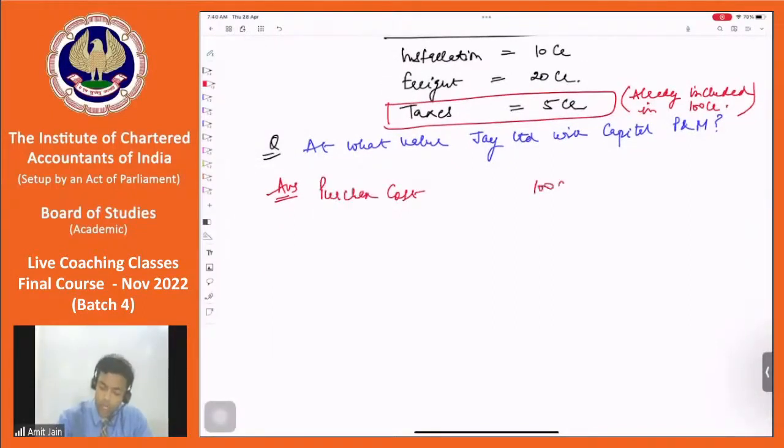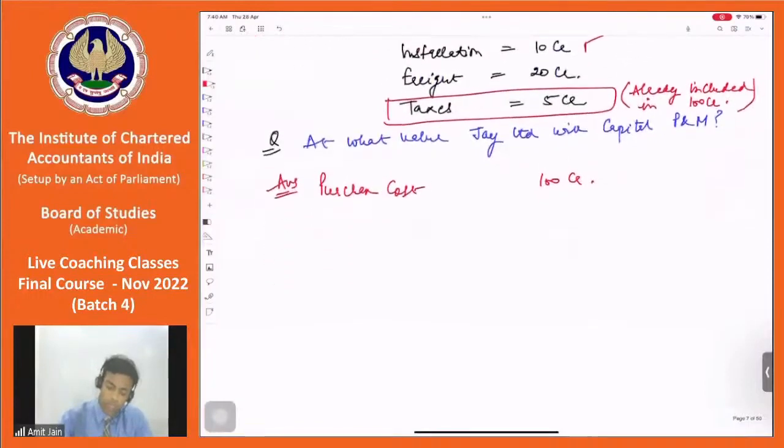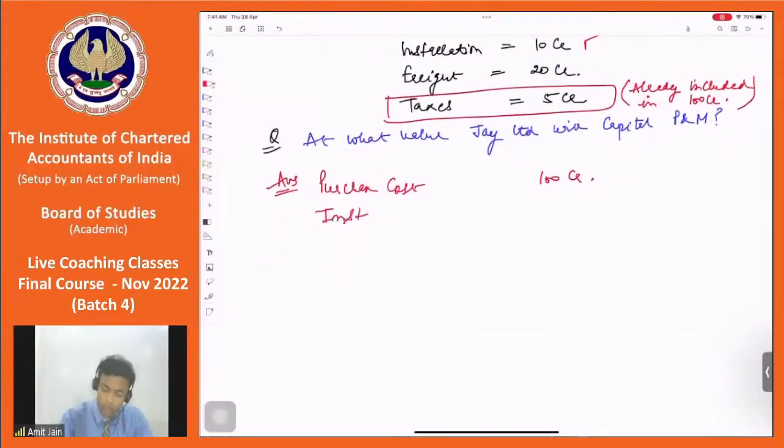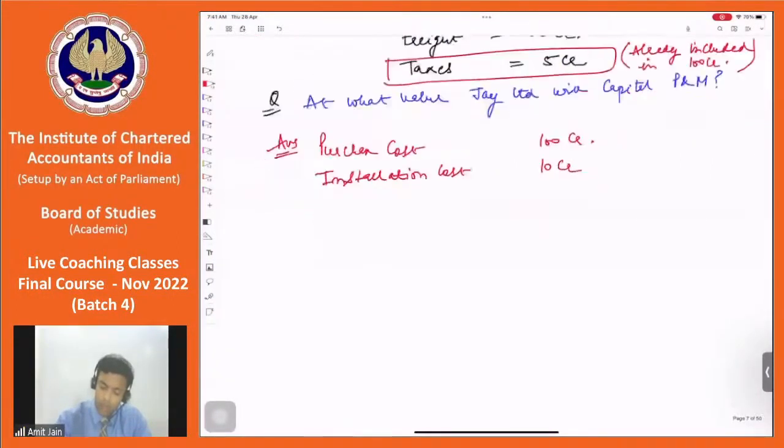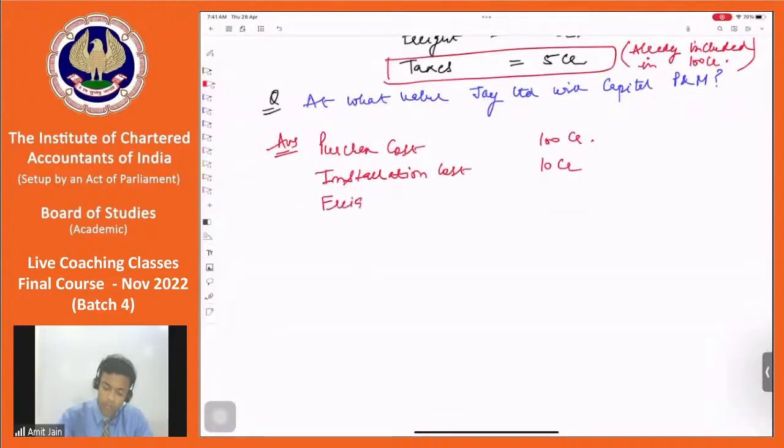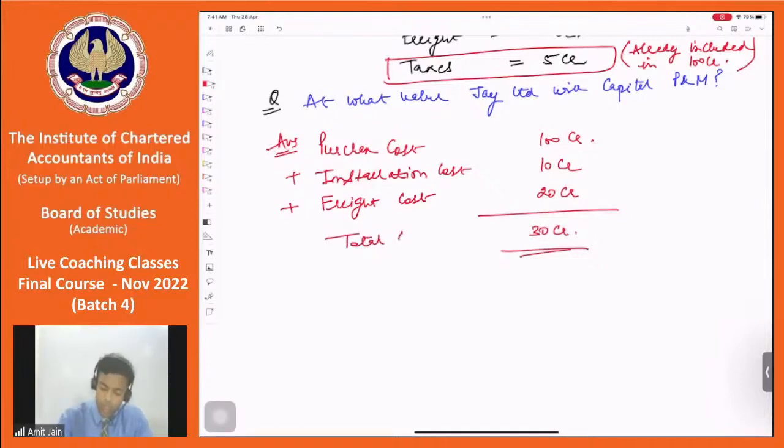Purchase cost is 100 crores. Then we have installation cost, which is 10 crores. Then we are saying freight cost of 20 crores. Correct? This is my total cost.